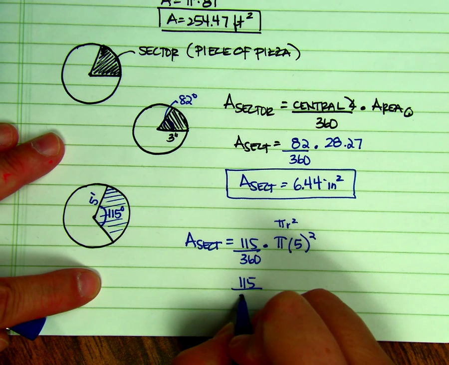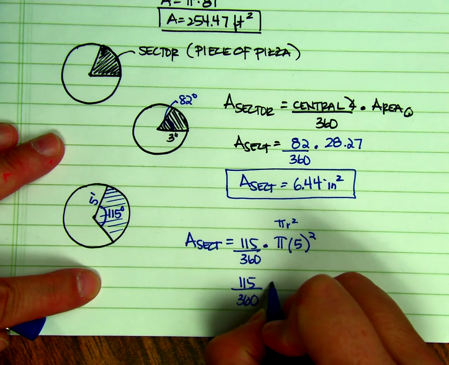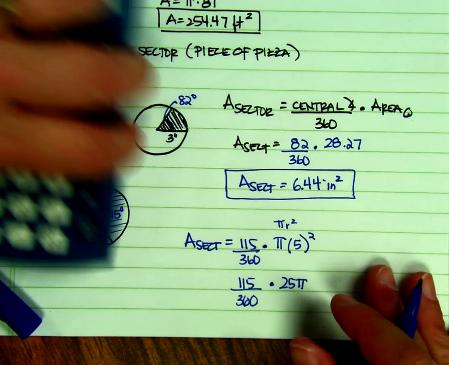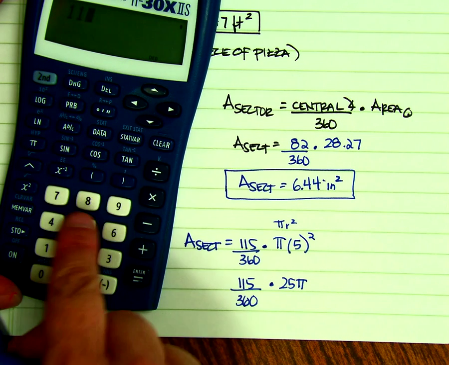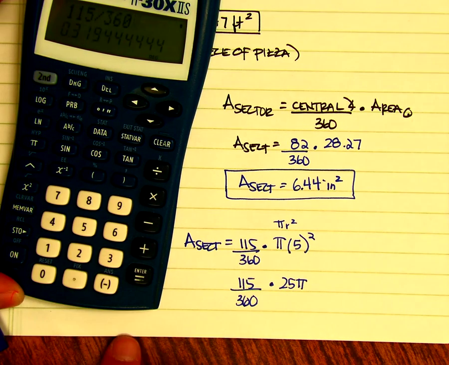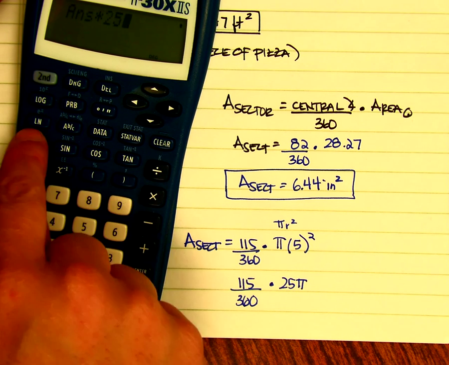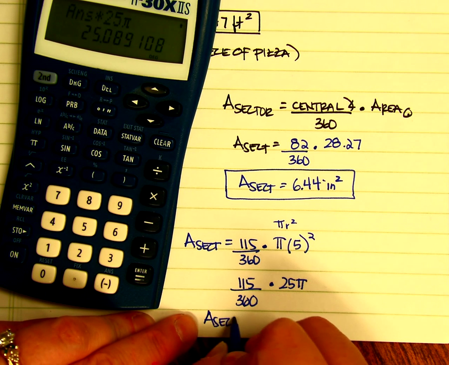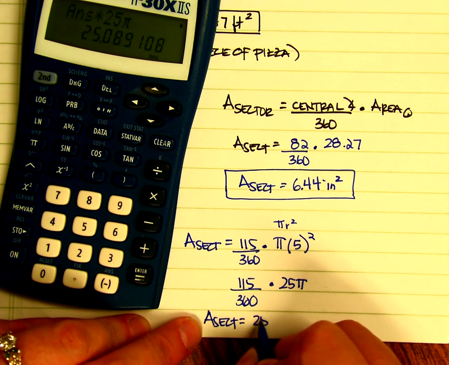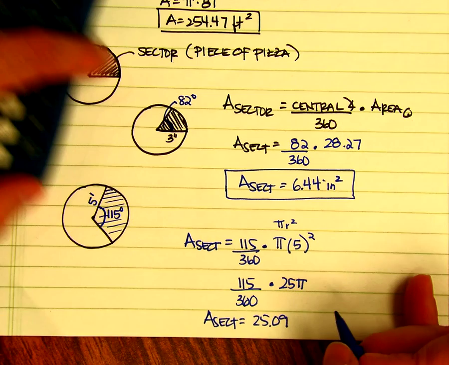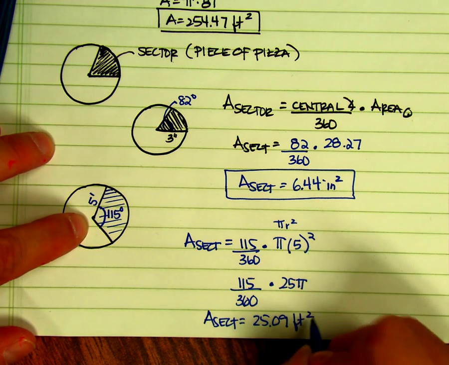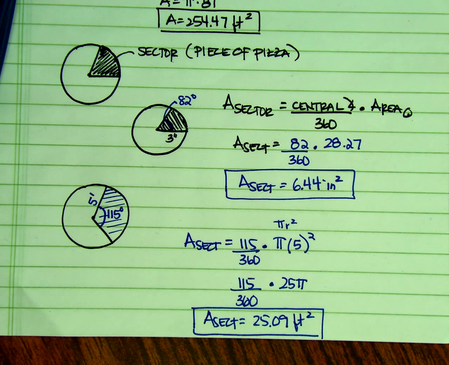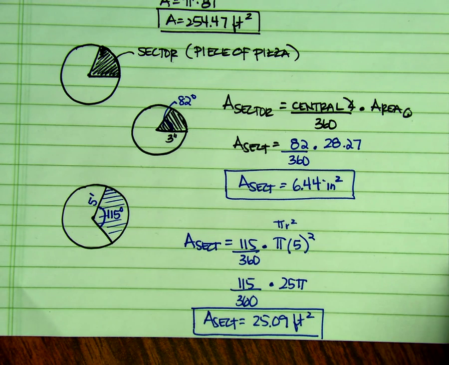So cleaning it up, I'm going to make that 25 pi. So then I get 115 divided by 360, take that times 25 pi, and I get an area of the sector to be about 25.09, and we're feet, and it's still area, so it is squared. Okay, so that is the area of a circle and how it relates to the area of a sector.